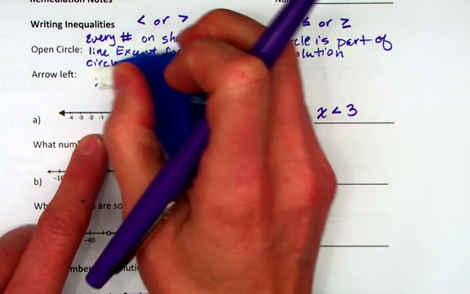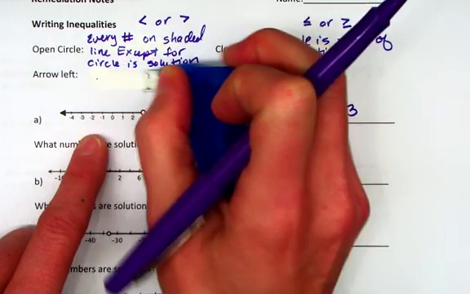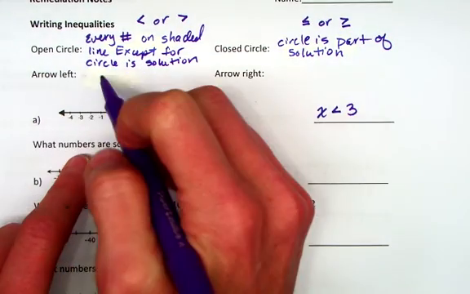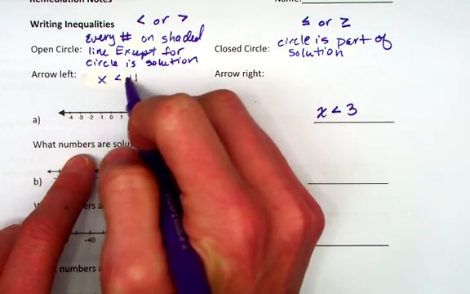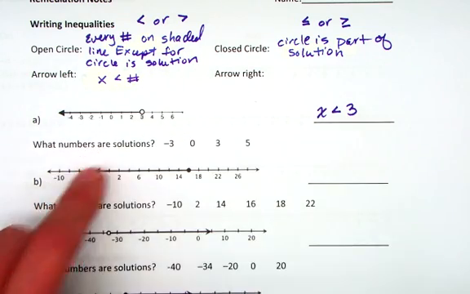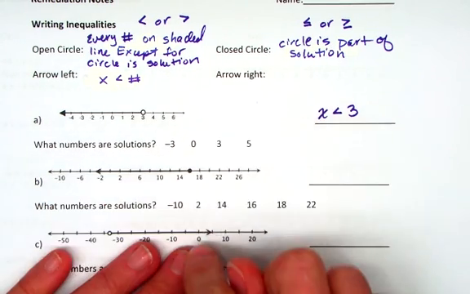So let's go ahead, and I guess I don't want this here. So this would be x less than some number. And if we have an arrow to the right, we'll hit that when we get down here.